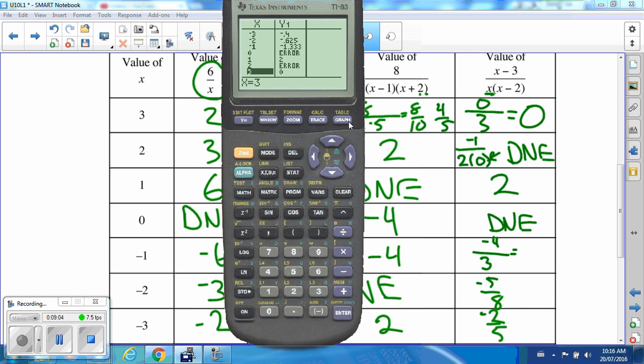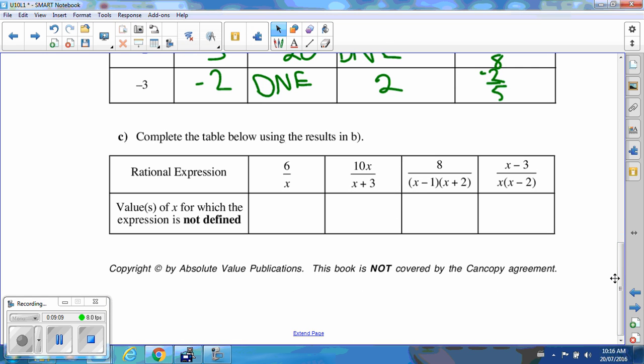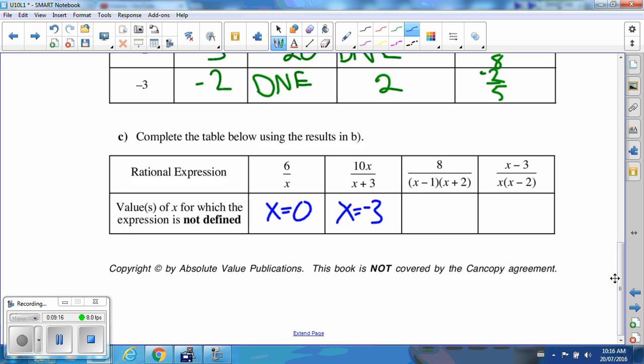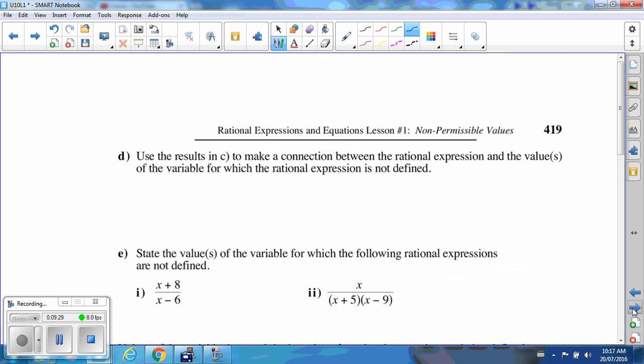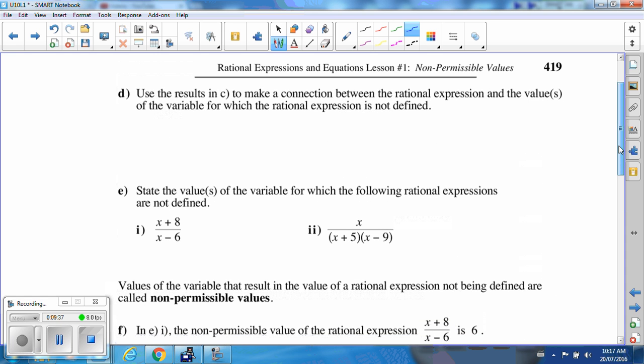So now that we've got that in there, I'm just going to scroll down here. So the values for which it was not defined. This one was at x equals 0. This one was x equals -3. This one had 2: 1 and -2. This one had 2 also: 0 and 2. We can start to see how these line up, right, with the zeros of your denominator. So without going any further, let's see what did I skip here. Use the results, make a connection. Zeros of denominator.